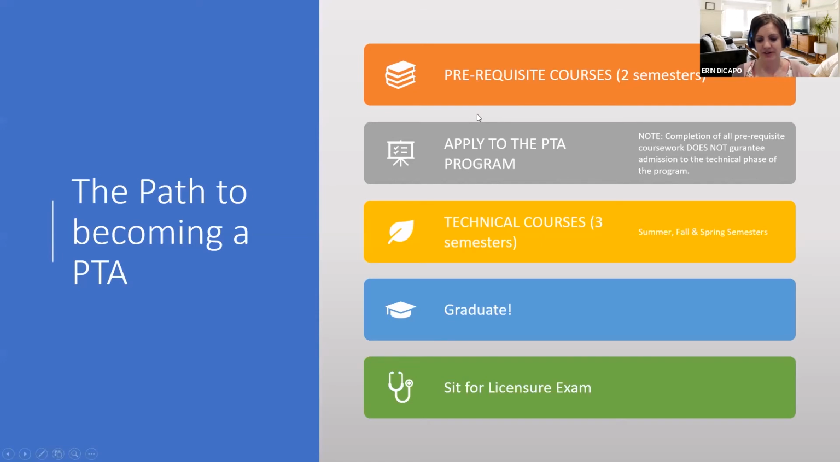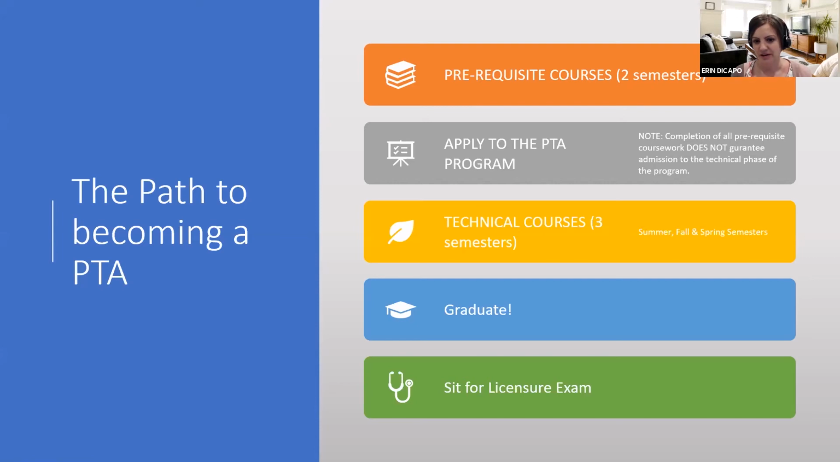When you're either completed with those prerequisites or you're just about completed with them, that's the point where you're going to apply to the PTA program. We'll talk about the time frame and logistics of that in a few slides, but it is a selective application process. It's not a rolling admissions. So it is competitive and it's selective. So more about that in a few slides.